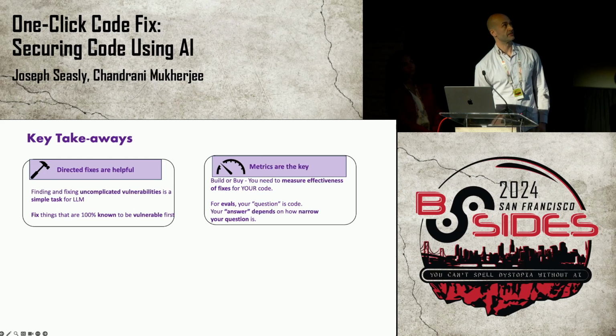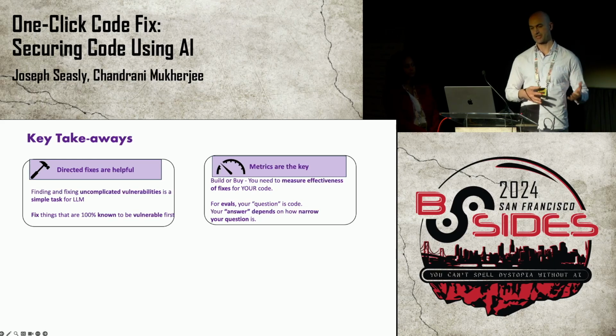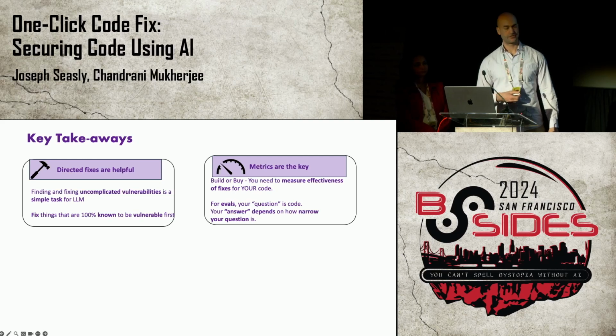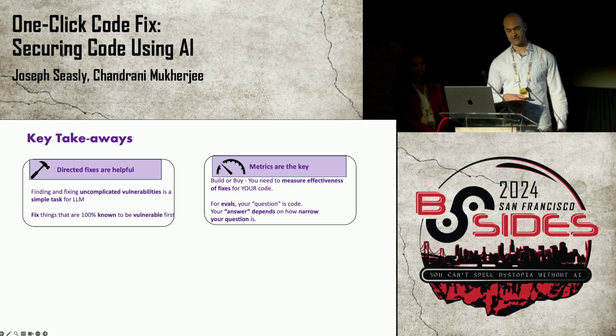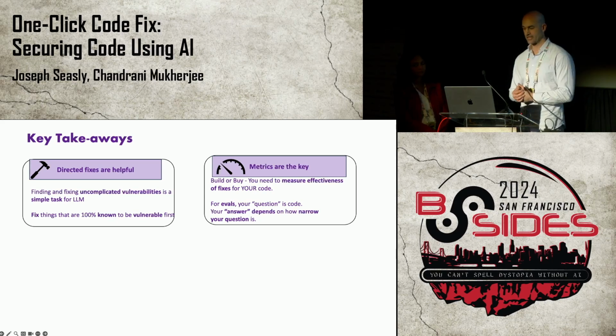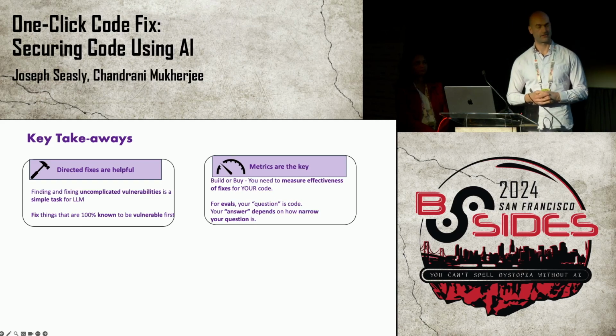Metrics are key. So regardless of whether you build or buy, you want to measure the effectiveness of fixes for your code. And so traditionally when you do evals, it's pretty simple. You have a question, you have an answer, and it's pretty easy to think about. But when you're trying to do evals with code, you have to think a little differently because code is not human language. So for evals, your question is your code and your fix is the answer. And your answer can depend on how narrow your question is. How much information do you want?